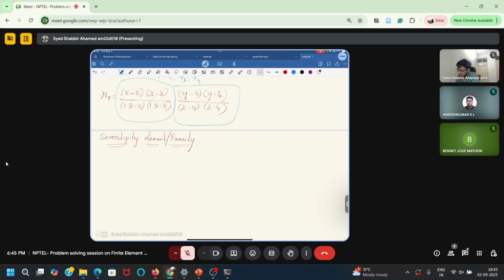Okay. So I will take, let's say, this quadrilateral which we had.